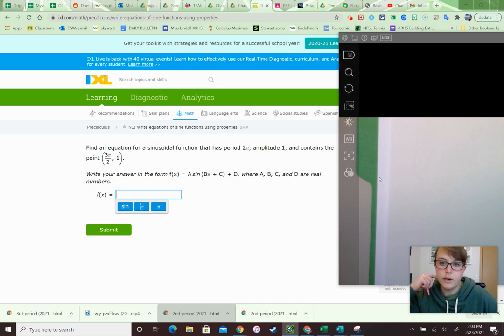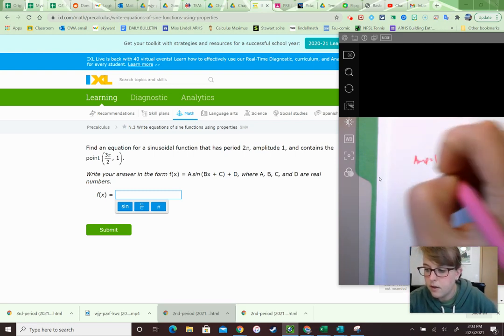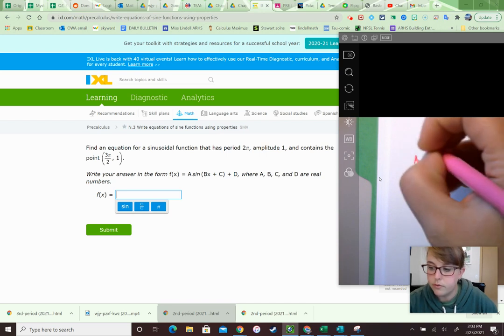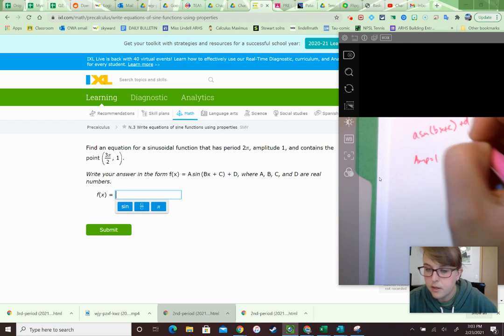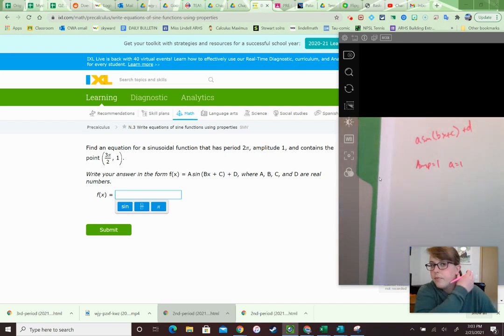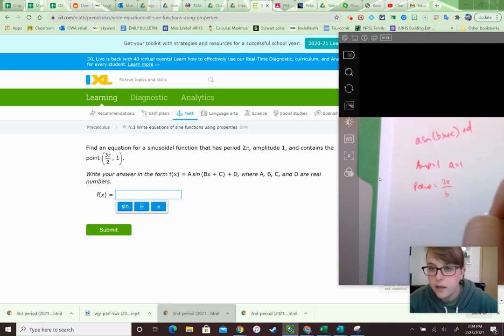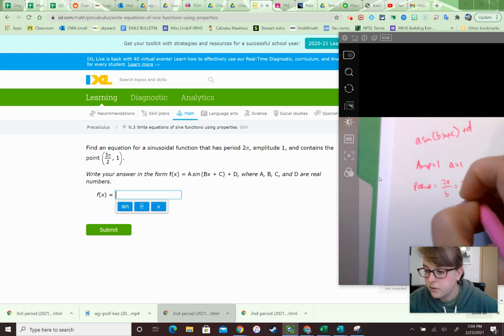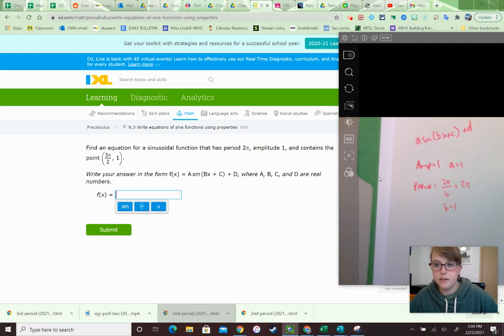first of all, we know we can find A and B really easily from the period and the amplitude, right? The amplitude is 1. So that means that A is 1 if we're writing things in the format A sine of bx plus c plus d. We also can use the period to find B really easily because we know the period is 2 pi over B, and if the period itself is 2 pi, well, that means that B is then 1. So that part is simple enough.